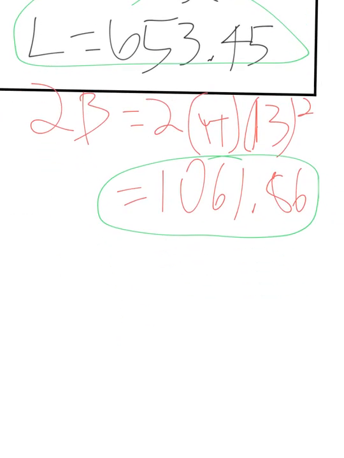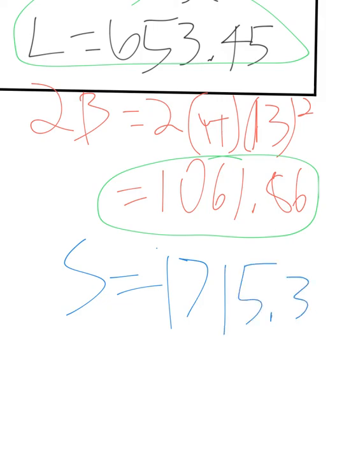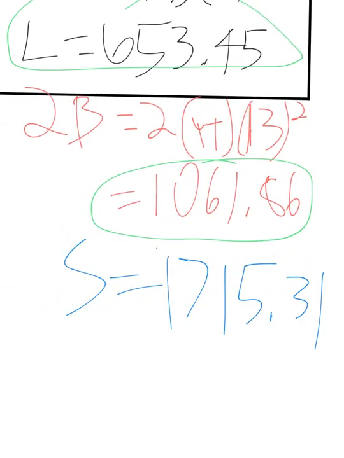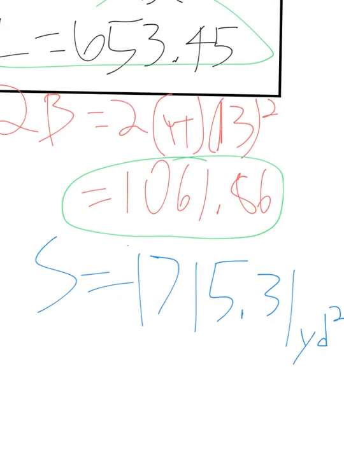Okay, so I have my lateral area, I have my 2b, add those two together, and you're going to get a surface area of approximately 1715.31, and I'll write my unit here as yards squared. And that's it for the notes.